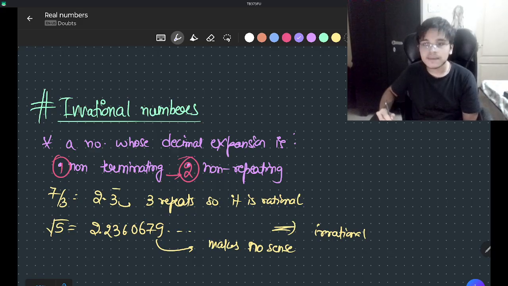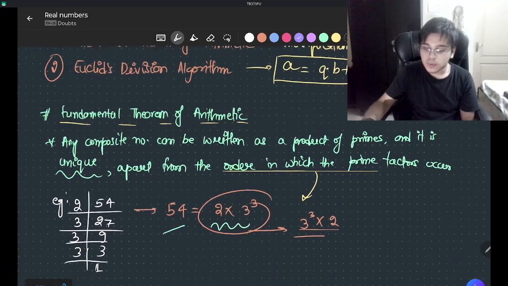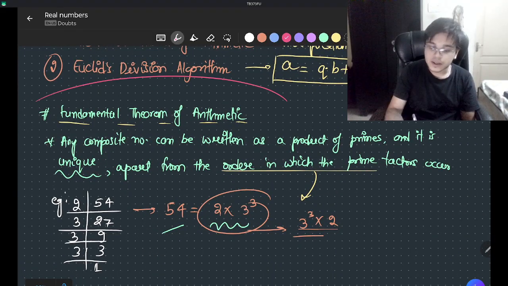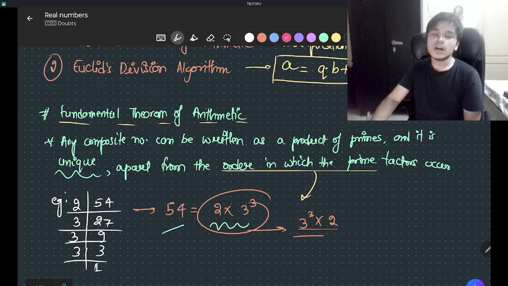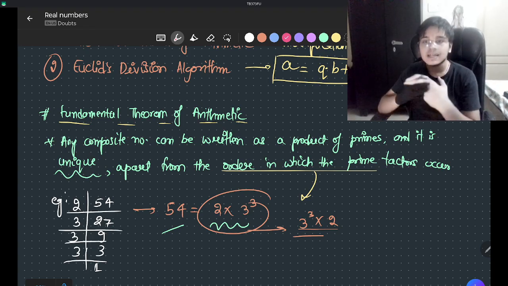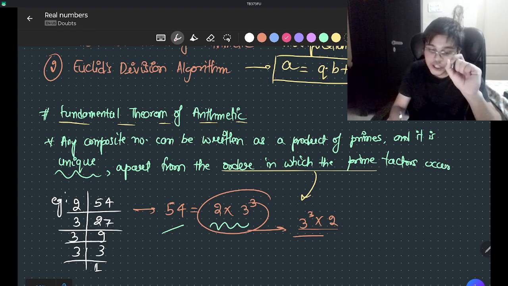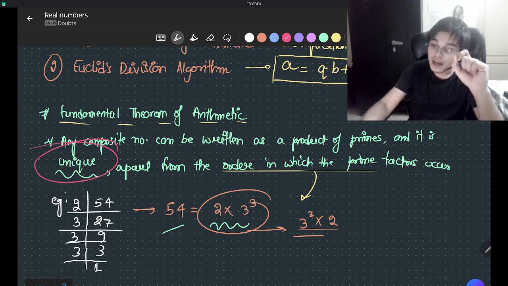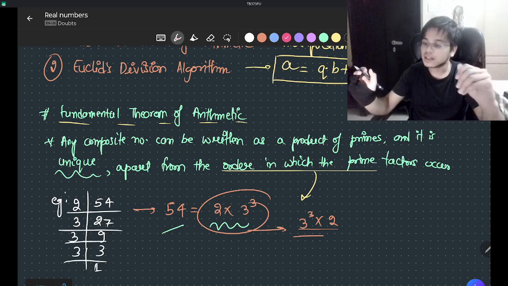But how to prove it mathematically is a different story. In order to prove, we need to understand this particular theorem, the fundamental theorem of arithmetic. What it says is that any composite number can be expressed as a product of prime numbers and it is unique, apart from the order in which the prime factors occur.